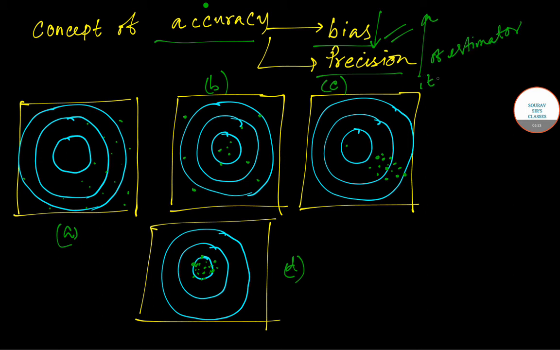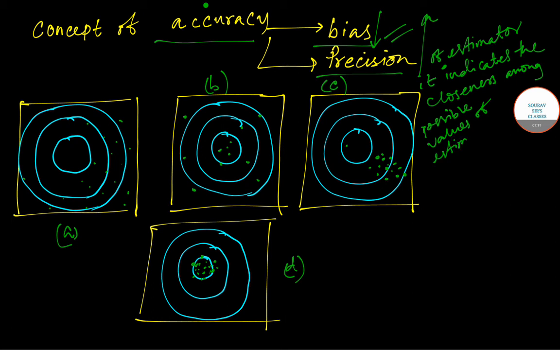It indicates the closeness among possible values of estimators. So how close the values of the estimators are to each other?